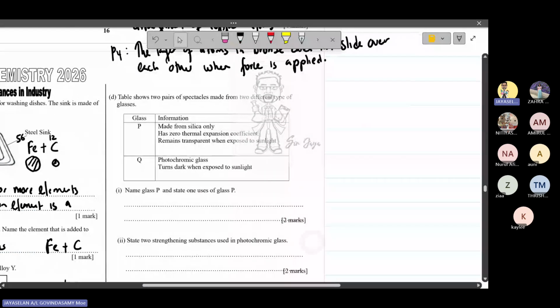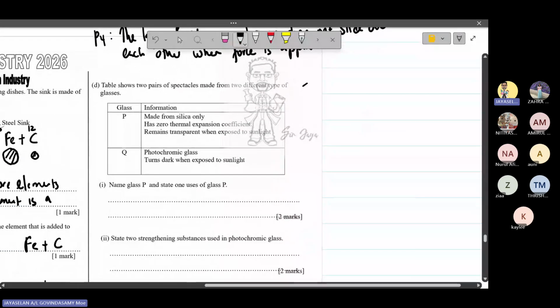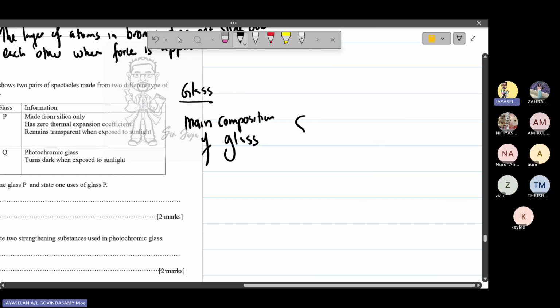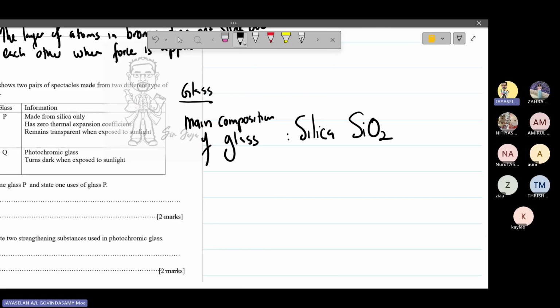Okay, now we do this one. Glass. Okay, if in the exam they ask, what is the main composition of glass? Very simple, you know. Okay, your answer should be silica. Main composition, formula SiO2. Itu saja. Hafal. Dapat?